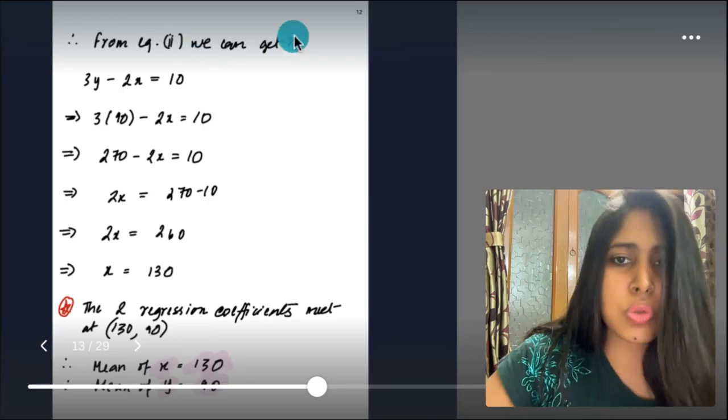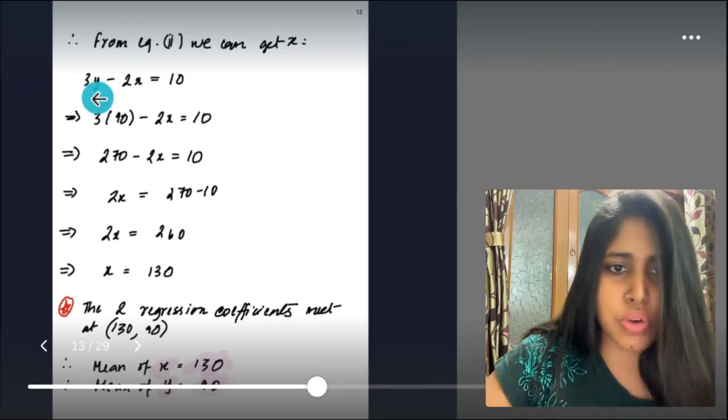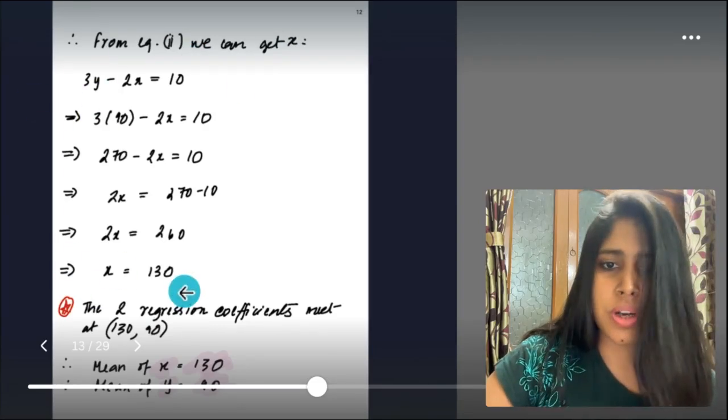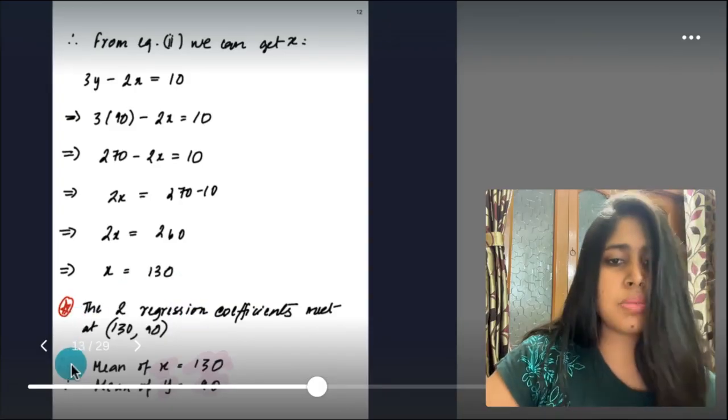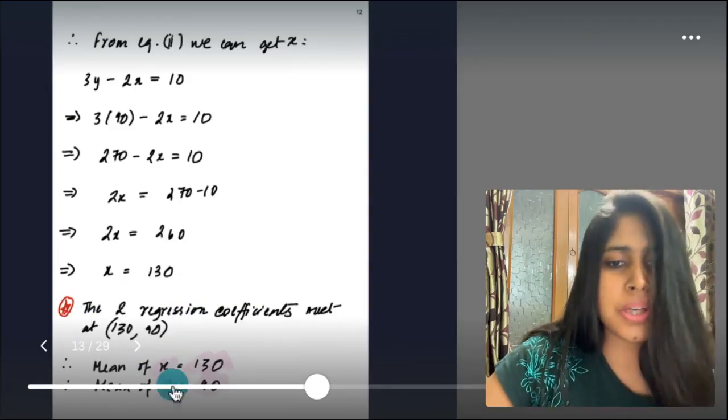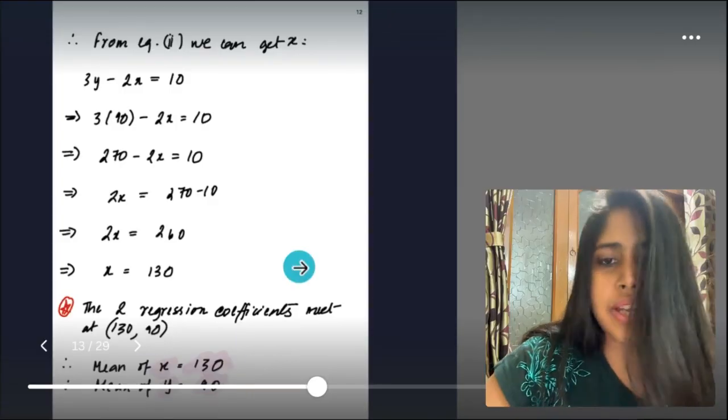And from equation 2 we can get x also by putting the value of y here. So x is equals to 130. The two regression lines meet at 130 and 90. So mean of x is 130 and mean of y is 90.